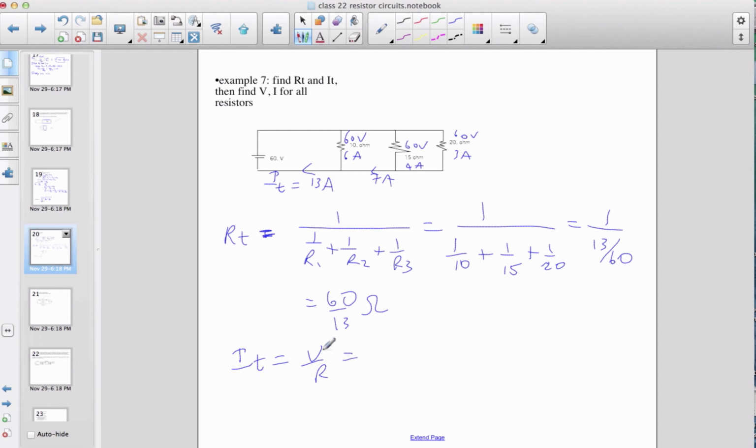So that's about 4.5. And then if we were to calculate the total current based on that, we take the cell voltage of 60 divided by this resistance and we get 13 amps, which of course is exactly what we found previously, just using Kirchhoff reasoning.